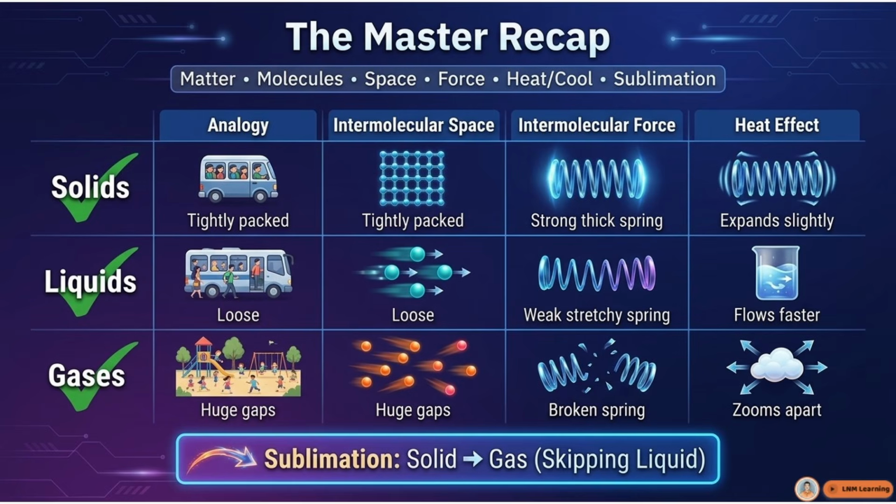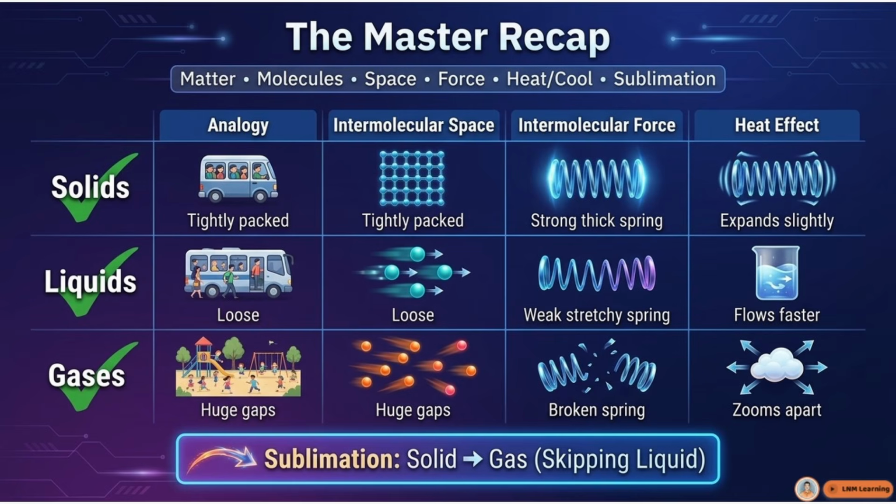Time for a quick recap. Let's lock this in. Everything around you is matter. It takes up space and has weight. Matter is made up of tiny particles called molecules. Solids pack molecules tight with a strong pull, so they stay hard. Liquids are looser, so they flow and take the shape of a glass. Gases spread out with big gaps, fill the room, and are squished easily. The space between particles is called intermolecular spaces, biggest in gases, thinnest in solids.